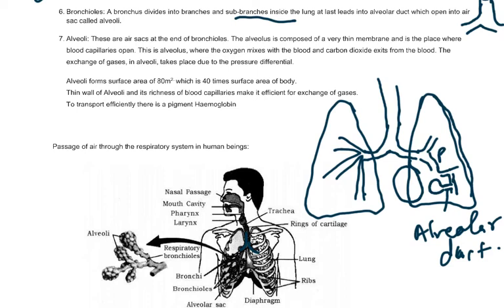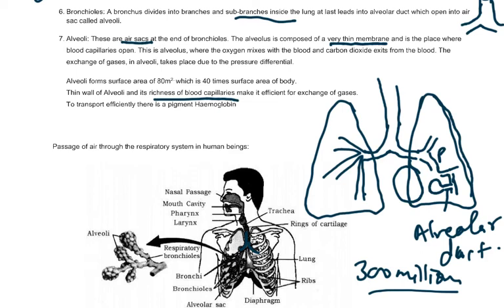Now we have about 300 million alveoli in our lungs. These alveoli are nothing but air sacs from where the exchange of gases takes place by diffusion. These alveoli have very thin membranes so that easy diffusion can take place, and they are richly supplied with blood capillaries, that is, they are surrounded by blood capillaries. The surface area of all the alveoli taken together comes out to be 80 square meters, which is 40 times your body surface area. Body means the surface area of the skin.